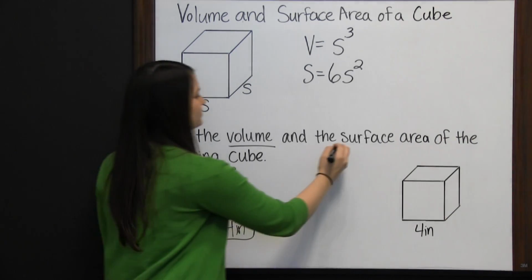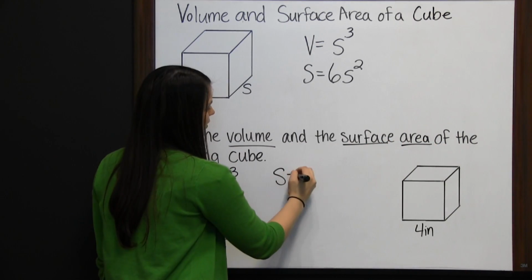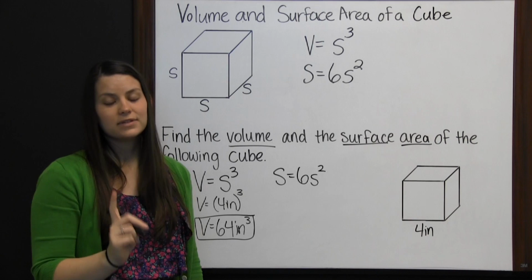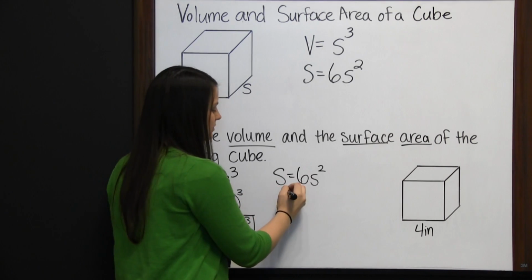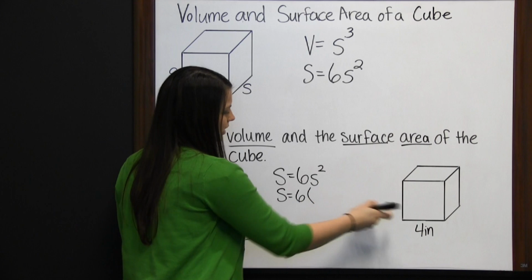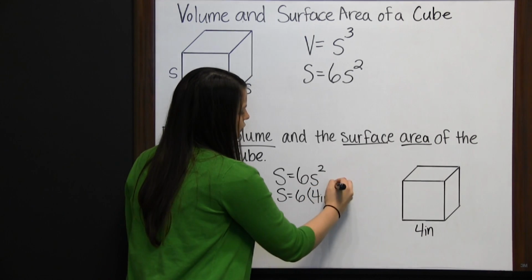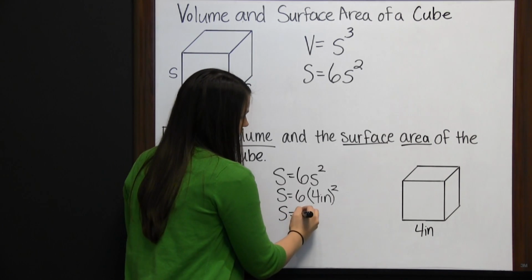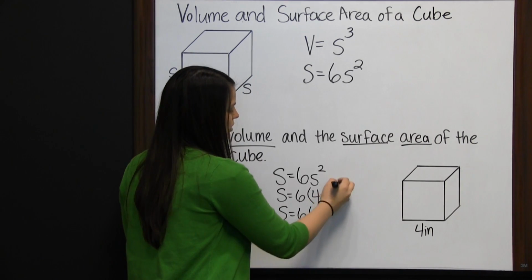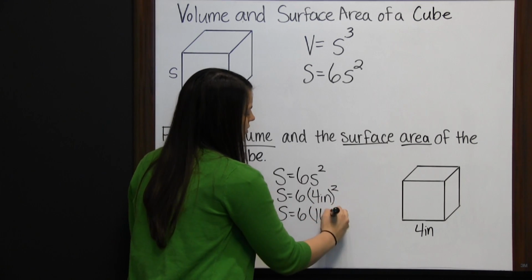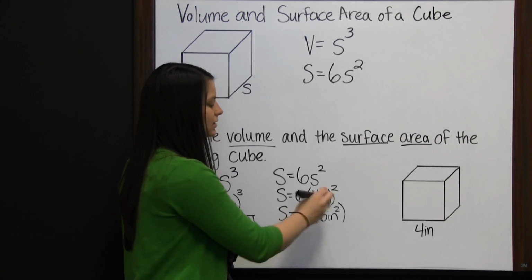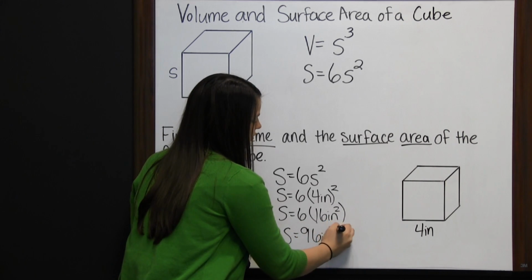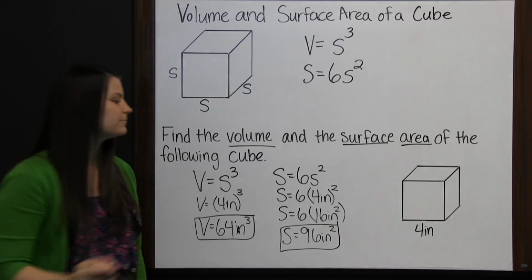Now for surface area. Surface area is 6 times side squared. Side squared gives us the area of one of the square faces, and there are 6 of them, so we multiply it times 6. So the surface area is 6 times, again our side is 4 inches squared. Following our order of operations, we're going to square 4 inches first. So the surface area is 6 times 4 inches squared. 4 squared is 16. Inches squared is inches squared. And then 6 times 16 inches squared is 96 inches squared. So that's our surface area.